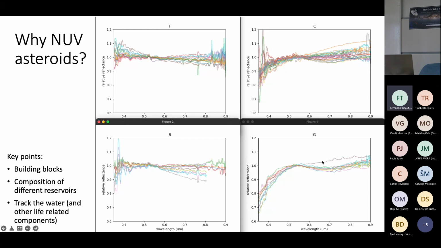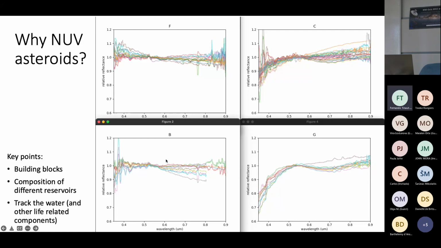We can only see one feature here, that is the 0.7 micron band in asteroids that is related, but it's not always related with hydration, but it's somehow related with hydration. This one is the only feature that we can see in the visible wavelengths over 0.5, but we have a huge absorption down to 0.5 in the blue near-ultraviolet wavelength range.